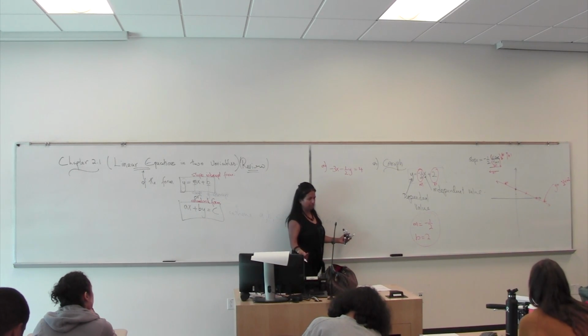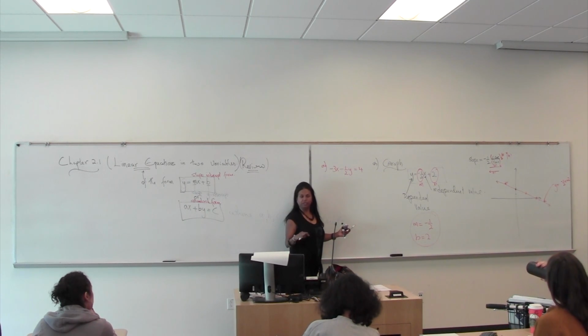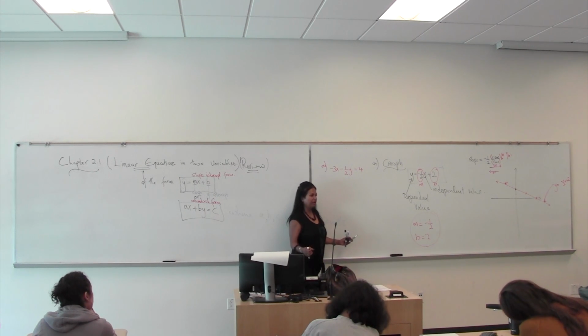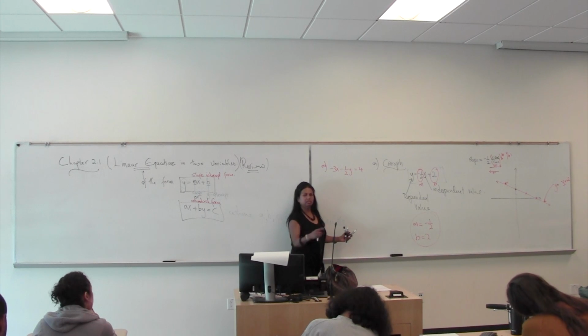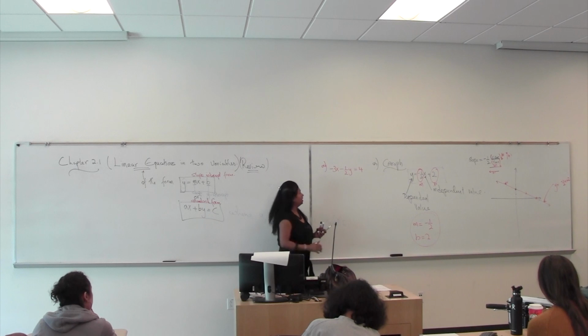That's one way to do it, right? Or you can create a table of ordered pairs. You guys remember that? So there are 3 ways of graphing. One way is using the table of ordered pairs, the other way is using the x-intercept and y-intercept, and the third way is to use the slope intercept form. Okay, so let's do this.